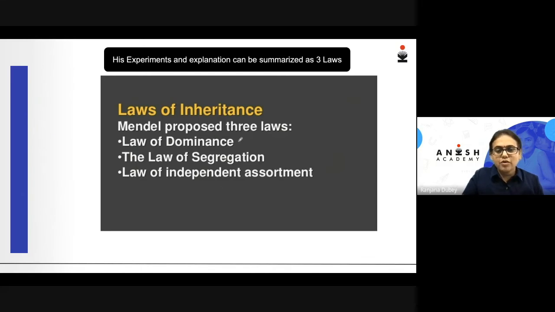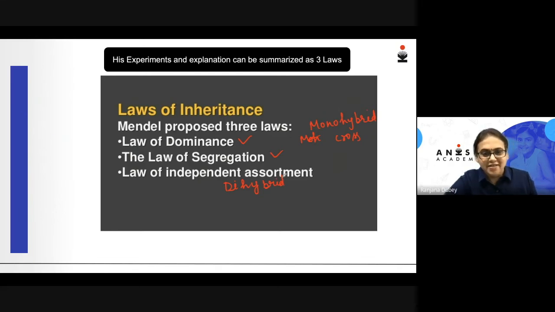What did Mendel propose? He proposed two laws, the law of dominance and the law of segregation, based on his results on the monohybrid crosses, and on the basis of the dihybrid cross, he gave a third law which is called the law of independent assortment.